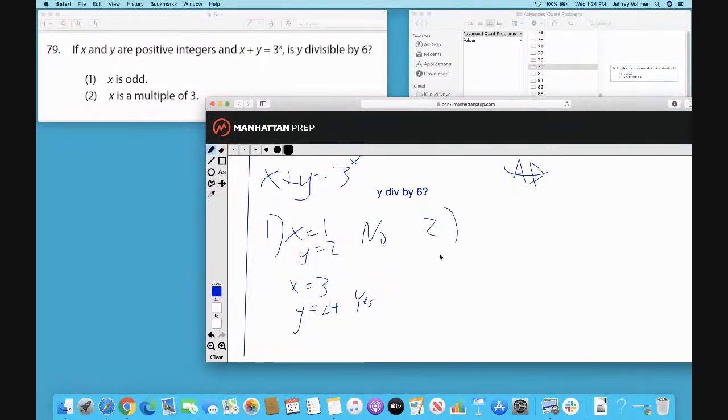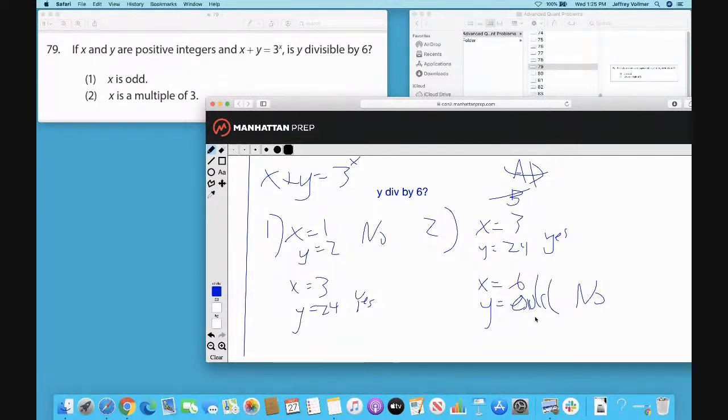Let's go take a look at statement 2. X is a multiple of 3. All right. X is 3. I just did this one. Y is 24. Answer is yes. What if X is 6? If X is 6, then I know 3 to the 6th is 729. But really, I think the important thing there is that 3 to the 6th is still odd. And so Y would then be odd. And an odd number is not divisible by 6. So this means statement 2 is not sufficient.